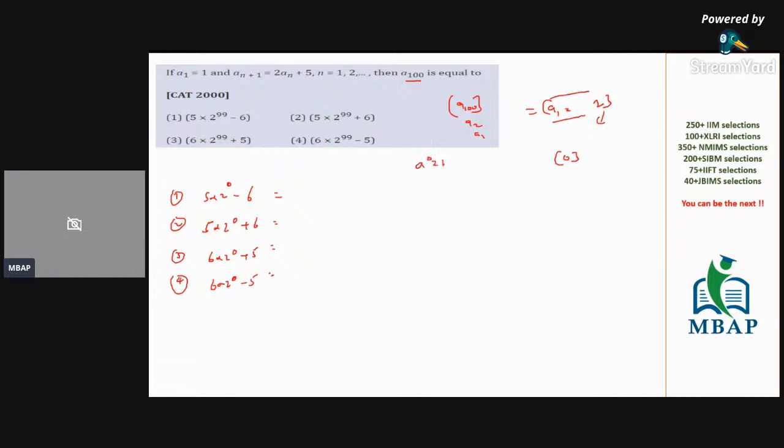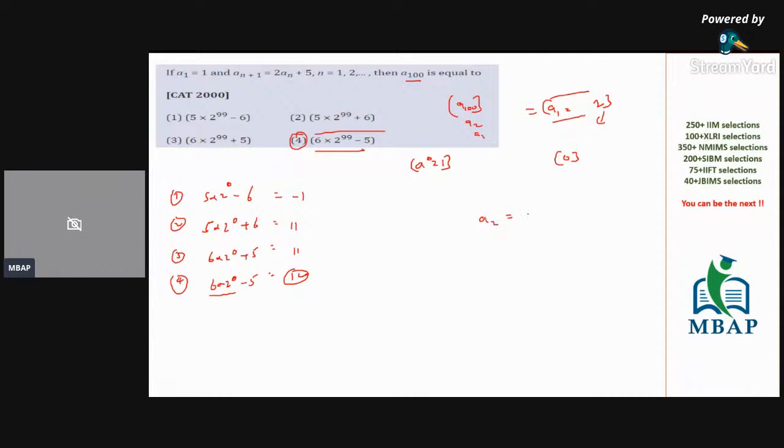We know anything raised to 0 is going to be 1. So it's going to be 5 minus 6, which is minus 1; 5 plus 6, 11; 6 plus 5, 11; and 6 minus 5, 1. So we got the answer in option number 4. Option number 4 will also hold for A100, whether it is A1, A2, A3, anything you find out, you will get the answer very easily.